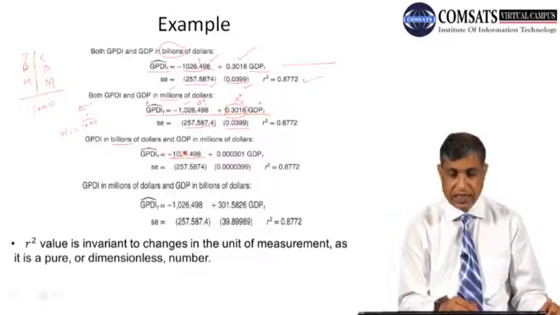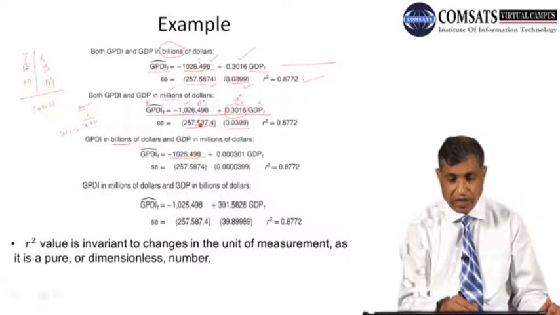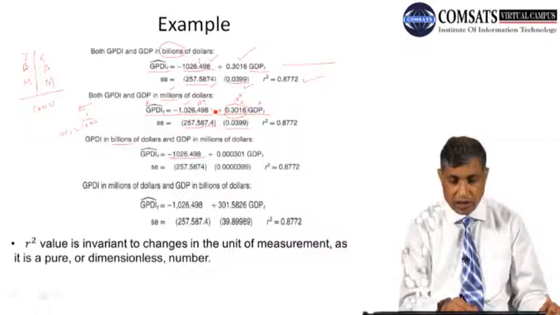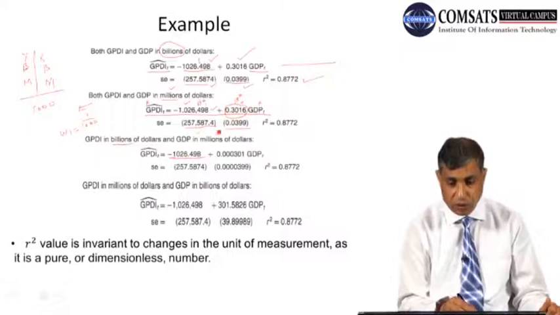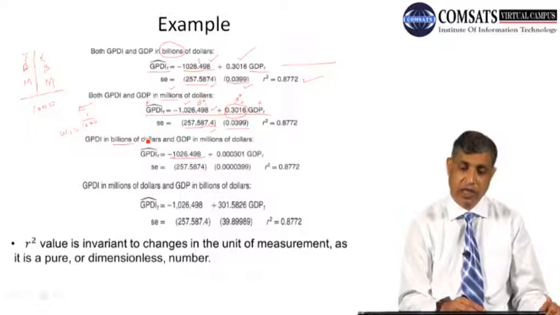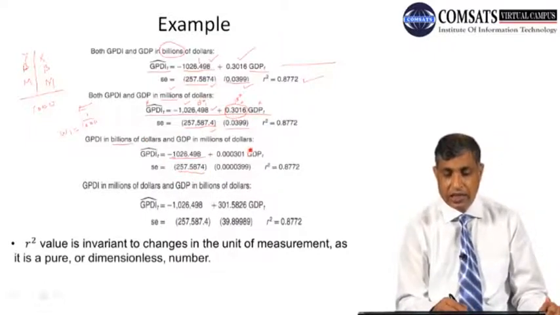Look at this, everything is changing. Now it was 1026, and I am looking at the values of the intercept. This has been divided by 1000. Similarly, if you look at the standard error, the decimal has jumped three digits to the left. This was 0.3016, and it has been divided by 1000, and this has also been divided by 1000.